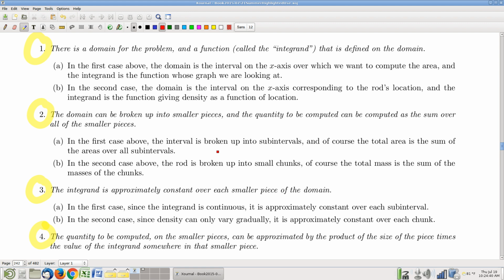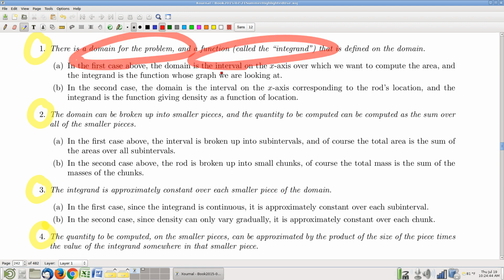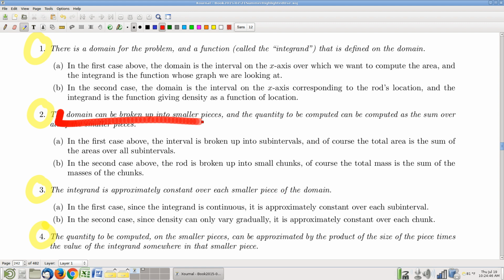In all cases, there's a domain and there's this function called the integrand. In all cases, I can break the domain up into little pieces. Of course, right? Less obvious: in all cases, the quantity that you're interested in is a sum over the smaller pieces. Now, whoa, slow down. This is not obvious. Not everything you would ever want to compute has this feature, right?